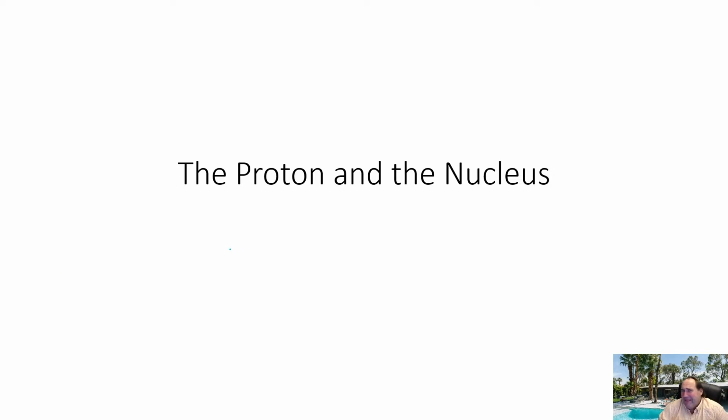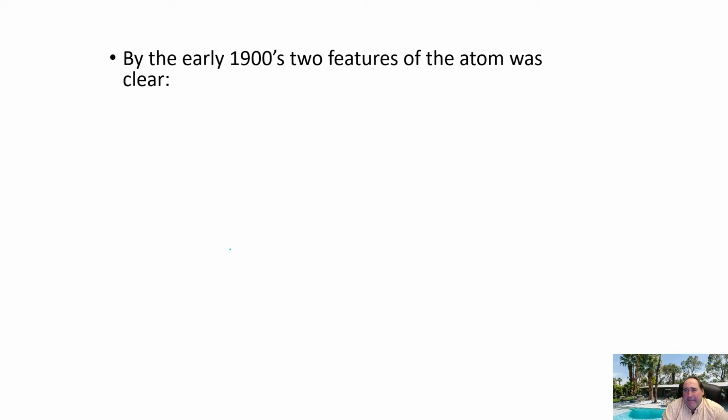So now that we have the electron figured out and a lot of its properties, the next major discovery, or area of the atom that was explored, was the idea of the proton, and really not thought of originally as in the nucleus, but the nucleus came out of some of the experimentation we're going to talk about here. So let's get into that.